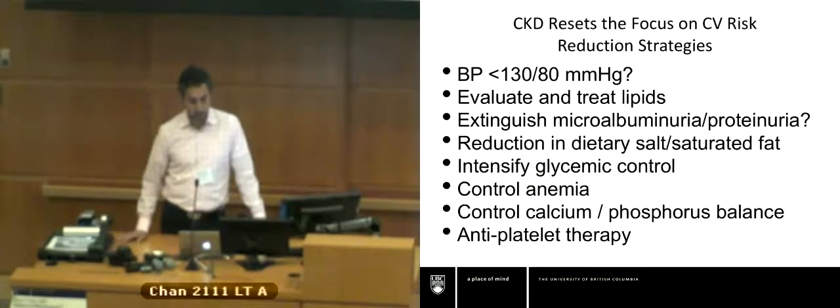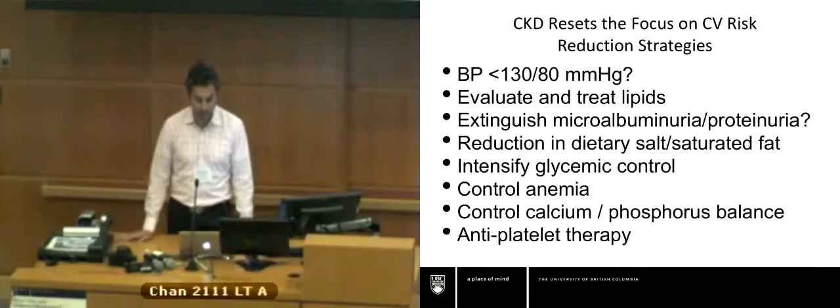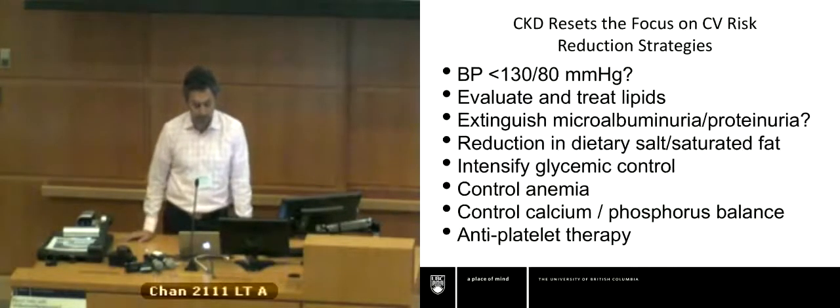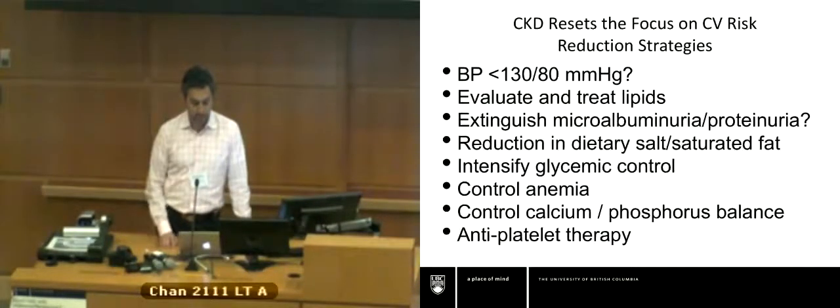We need to deal with worsening kidney function, so maybe using ACE inhibitors and other modalities for reducing microalbuminuria, proteinuria, and reduction in kidney function. Obviously, salt and saturated fat needs to be monitored in the diet. We need to be cognizant of the importance of glycemic control to long-term outcomes, manage anemia, control calcium and phosphorus balance, and use antiplatelet therapy.